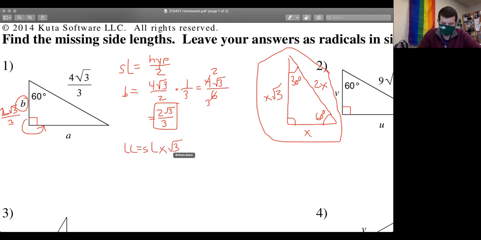All right, now the long leg in this case is A, and the short leg we just calculated is 2 square root of 3 over 3. And I'm going to multiply that by square root of 3. Now, this is another thing that we saw yesterday, and I want to remind you, anytime you're multiplying a fraction by a non-fraction, you can turn this into a fraction.